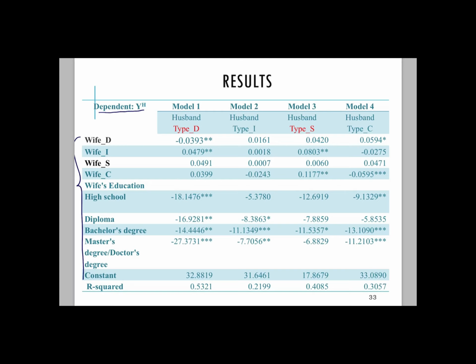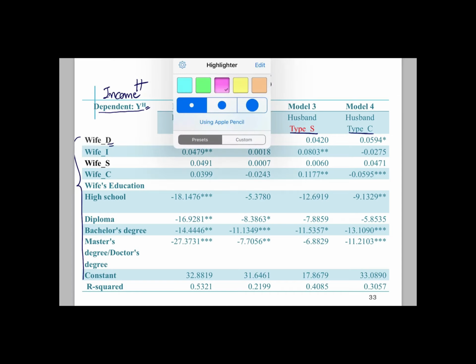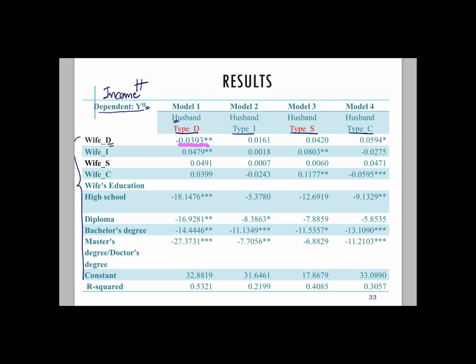We have four equations. Number one, H stands for husband. Okay, this is income of husband. If husband is type D, type I, type S, or type C, consider if husband is type D or dominant, Jamyut, and the characteristic of wife is the same. This dominant is negative. See, it's negative too. The income of husband is not good, right? And if wife is influence, okay, it's good.